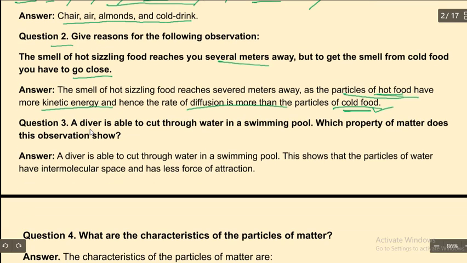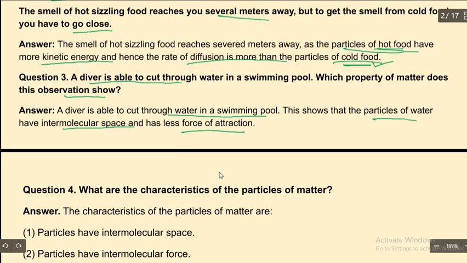Question number 3. A diver is able to cut through water in a swimming pool. Which property of matter does this observation show? This shows that the particles of water have intermolecular space and less force of attraction. So intermolecular space and less force of attraction are present in water. That's the reason why he is able to cut through the swimming pool.